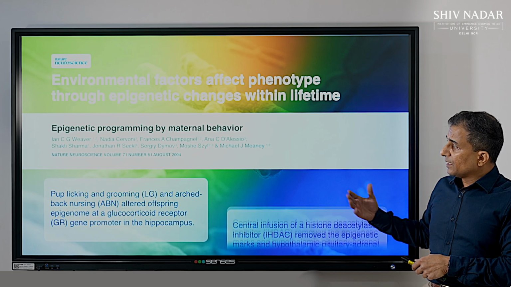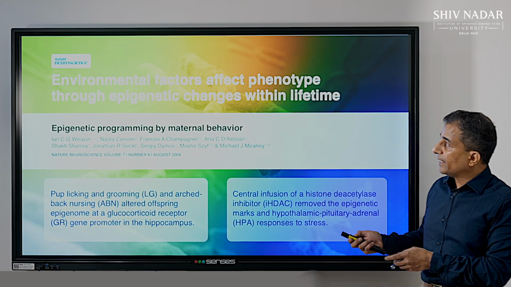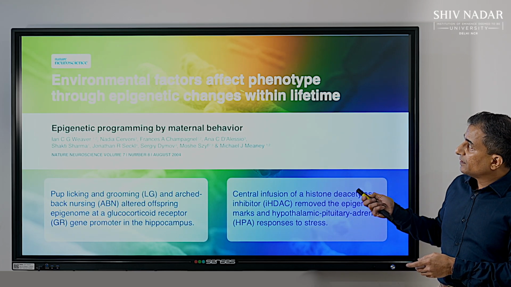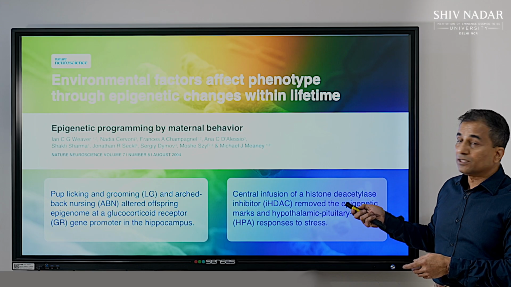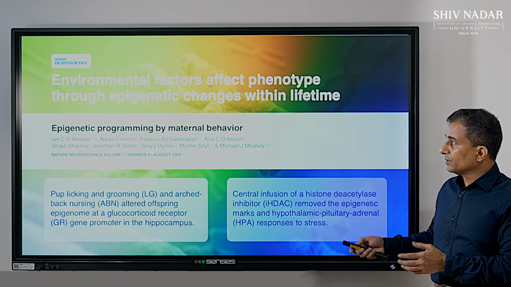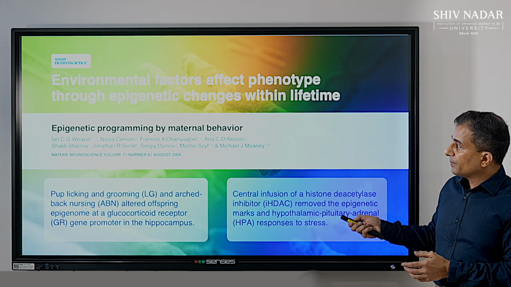So as a result of this, there are a number of papers. I'm just going to show you the headlines, which show that environmental factors can affect the phenotype through epigenetic changes within lifetime of an individual. So this is called epigenetic programming by maternal behavior.